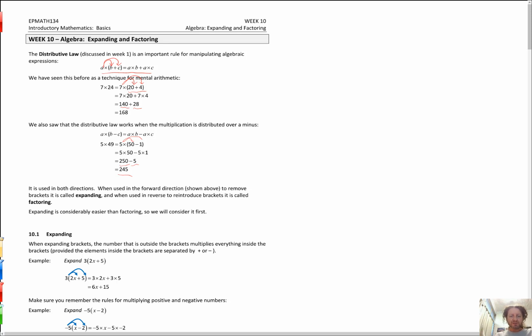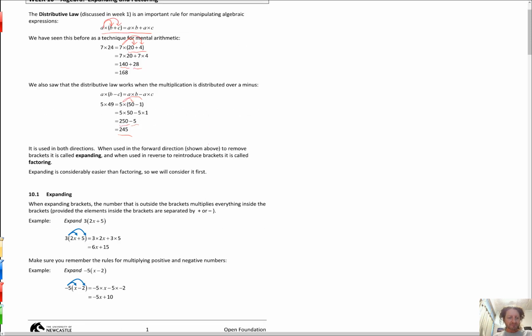Now, when using the forward direction shown above, what we were just doing, to remove brackets, that's called expanding. We expand our way out of brackets. Expanding is the act of getting rid of brackets. Factoring or factorising is the act of bringing brackets in. So one goes one way, one goes the other. So now let's look at expanding.